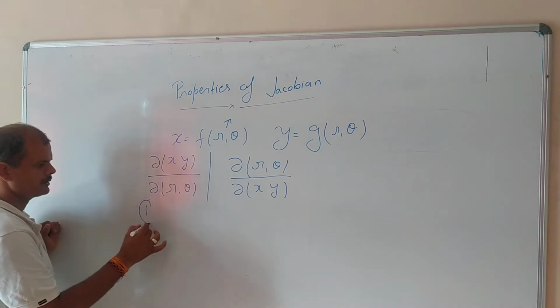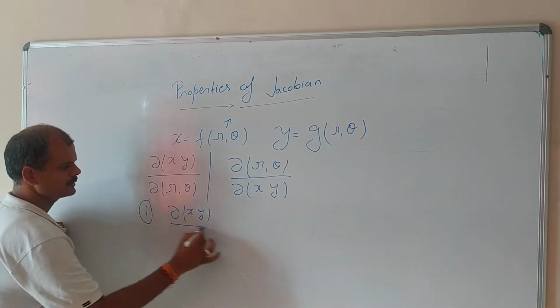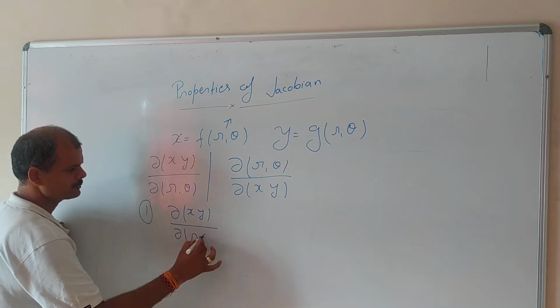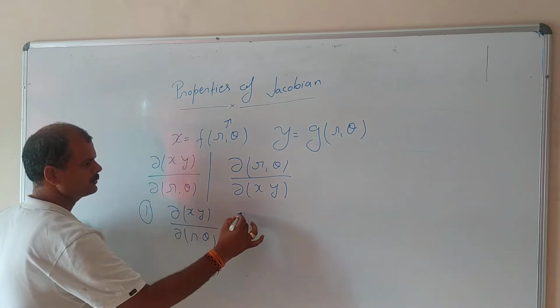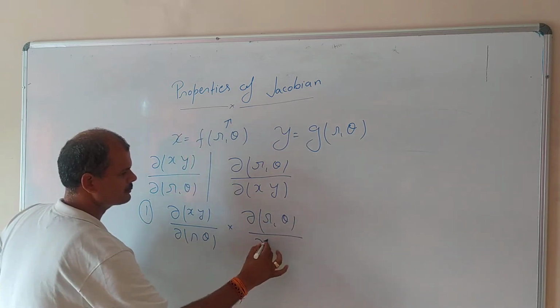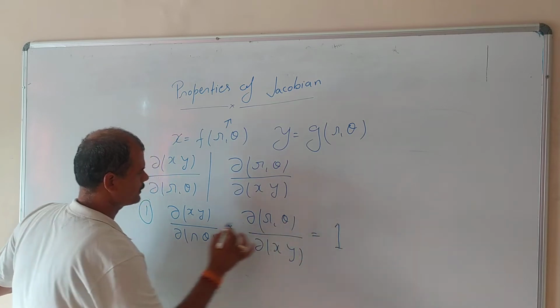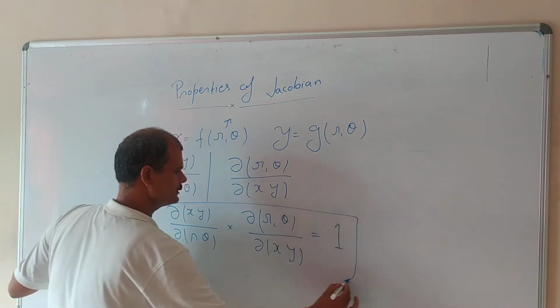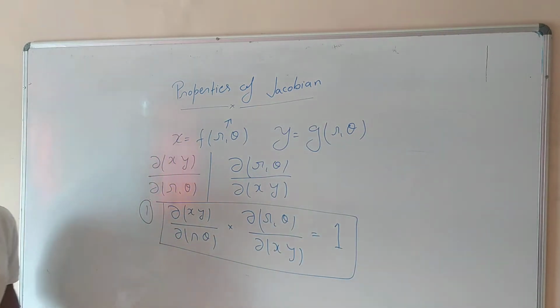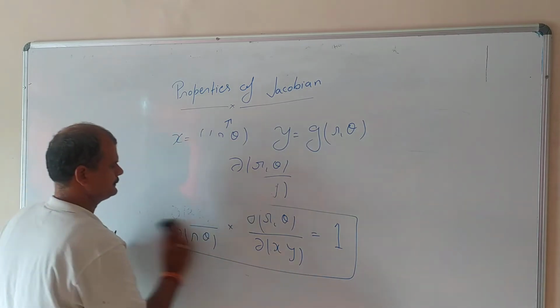So the first property we have: Jacobian of x, y with respect to r and theta, into Jacobian of r and theta with respect to x, y, equals 1. So this is your first property. Fine. Now I'll take one example.